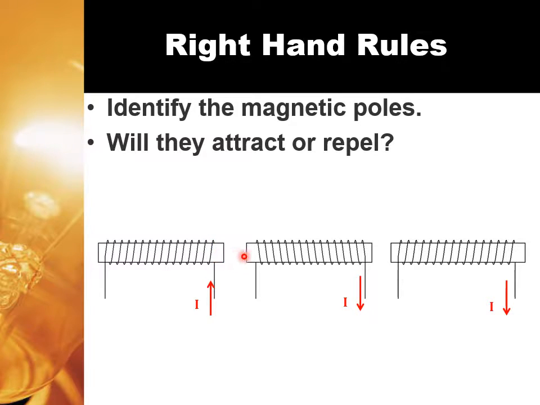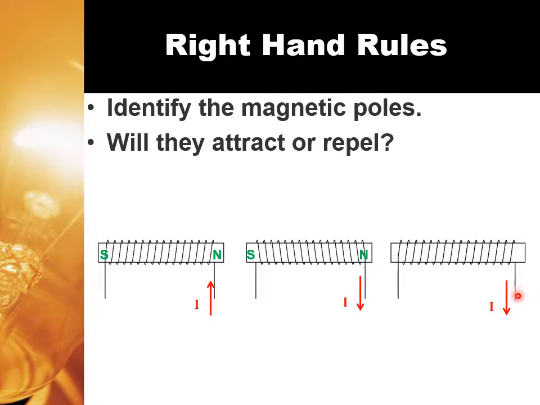Your thumb's going to point to the right, which means we're going to have a north pole here and a south pole on the other end. The next one, the current's coming out over here, but we're not going to follow where it's coming out. We're going to follow where it's coming in. So again, our fingers are going to go behind and then in front of, which means our thumb again is going to point to the right. So we get a north pole on the right and a south pole on the left.